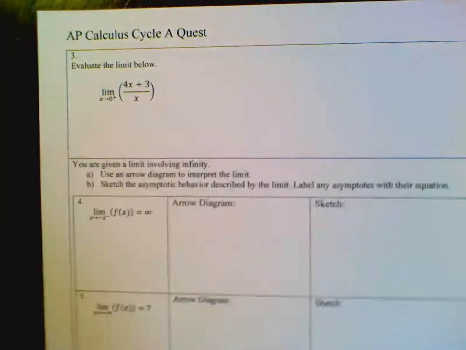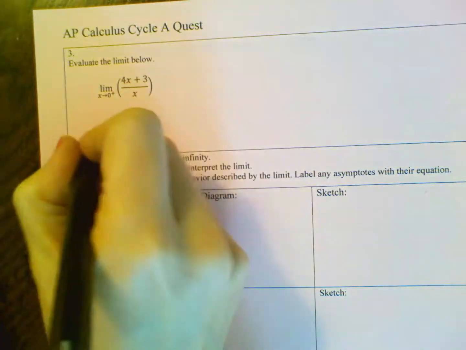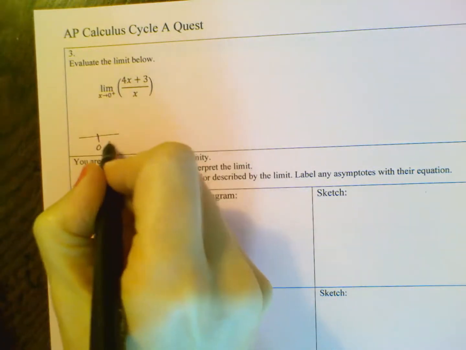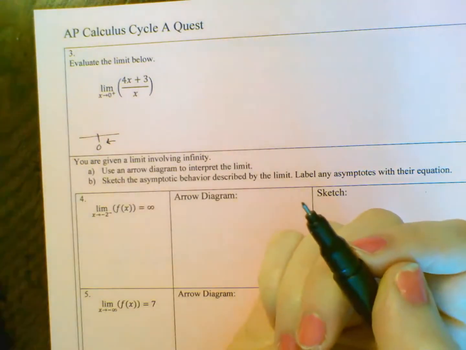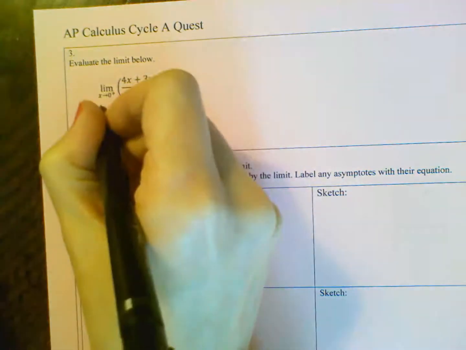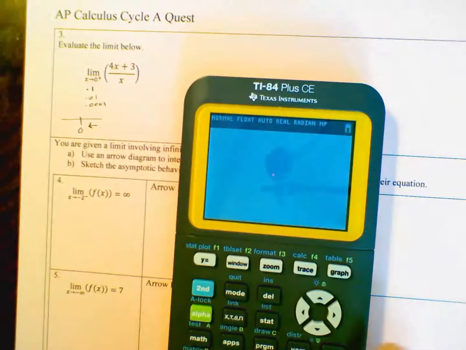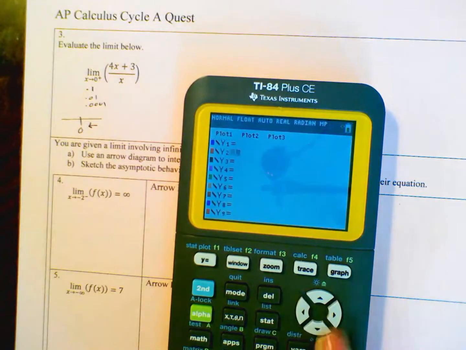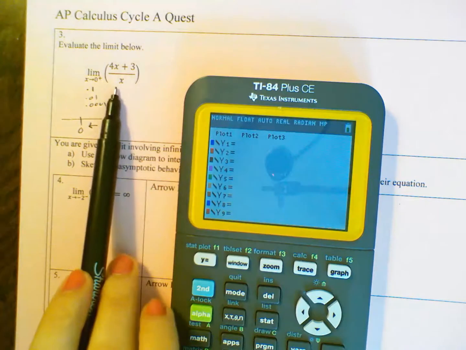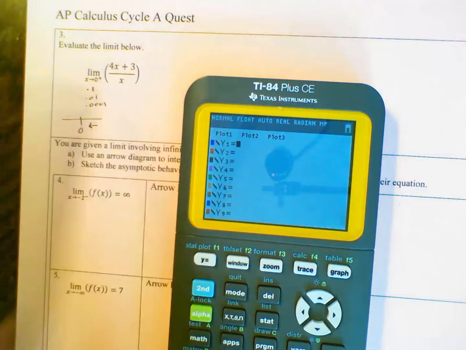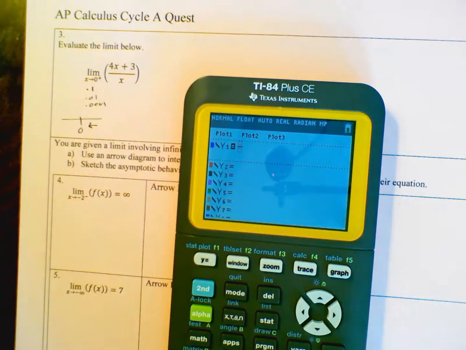All right, so we're approaching 0 from the right. So there's 0, and we're approaching 0 from the right. Those would be numbers like 0.1, 0.01, 0.0001. So you're going to have your calculator on the AP test. I didn't teach this one to you like this, but we might as well. I'll plug in this input, which is 4x plus 3 over x.